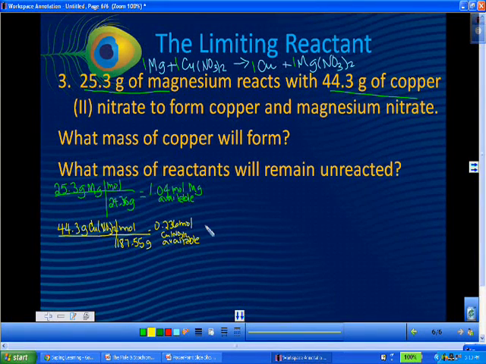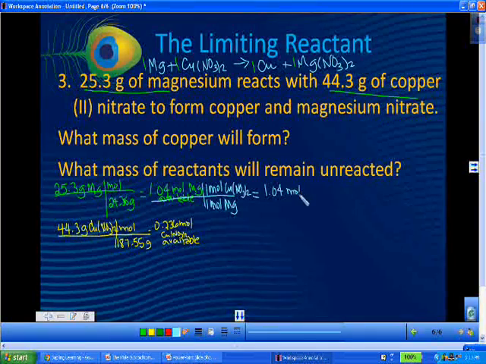So now that we see what we have available, we need to determine how much is needed. So we need to see first, how many moles of copper(II) nitrate do we need to react fully with magnesium? So we have a 1-to-1 ratio, looking at the coefficient from the balanced equation. We have 1 mole of copper(II) nitrate over 1 mole of magnesium. That tells us we need 1.04 moles of copper(II) nitrate is what's needed.